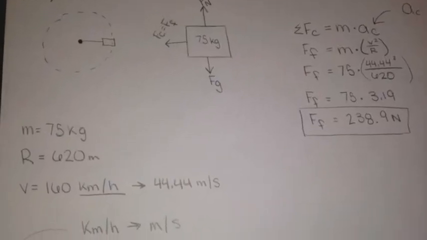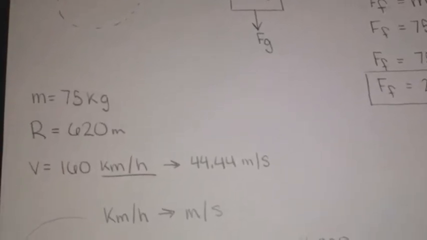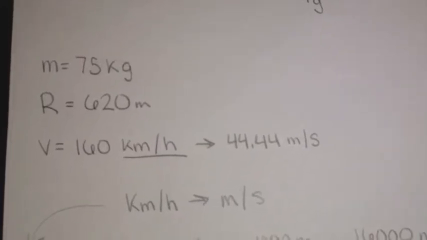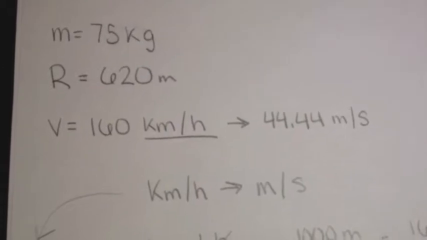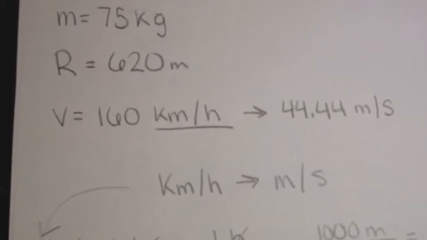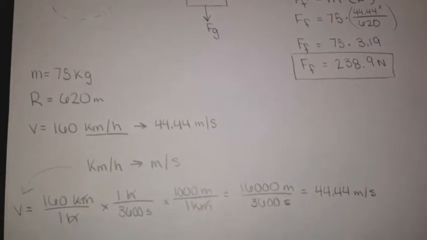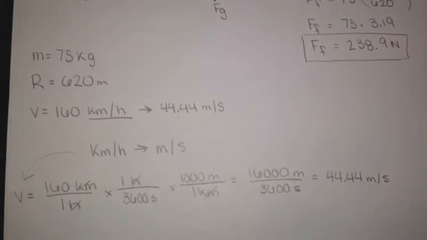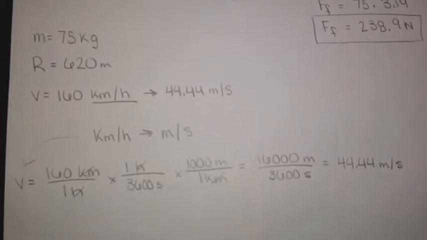Next, you can write down what you know about the problem so far. So, the mass of the passenger is 75 kilograms, the radius of the turn is 620 meters, and you know that the velocity is 160 kilometers per hour. Now, because we know our velocity in kilometers per hour, we are going to want to convert that to meters per second, since that is what velocity is normally measured in.